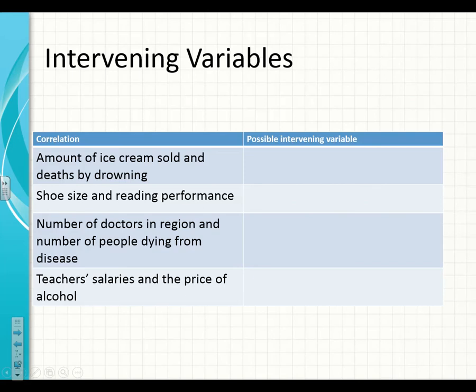So if there is a correlation between the amount of ice cream sold and deaths by drowning, generally those two things is a positive correlation. As ice cream sales go up, deaths by drowning go up. What might be another reason of explaining why that happens? Why might people want ice cream and also be close to water? So what might be the other variable that could explain that?